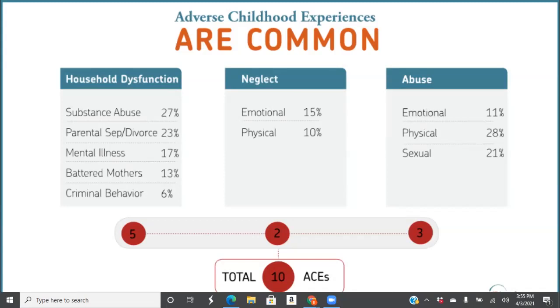3 forms of child abuse were studied: emotional, physical, and sexual. And 2 forms of neglect were also included: emotional and physical. And as you can see from the percentages on the slide, ACEs are truly common in this middle class population.